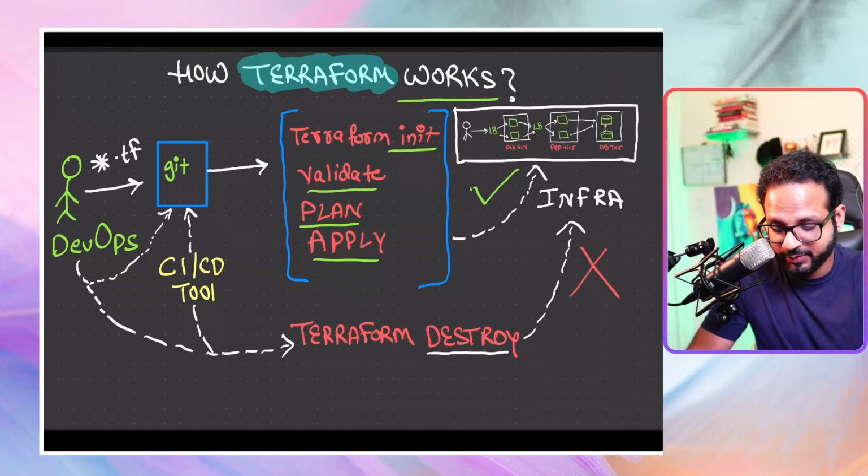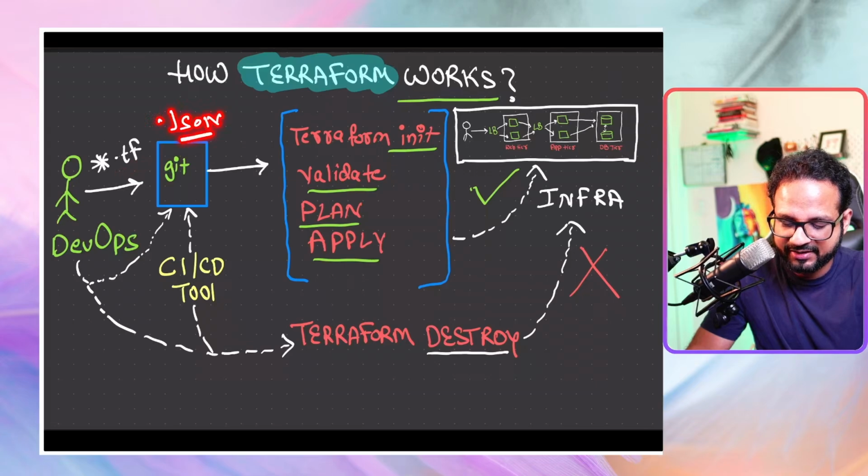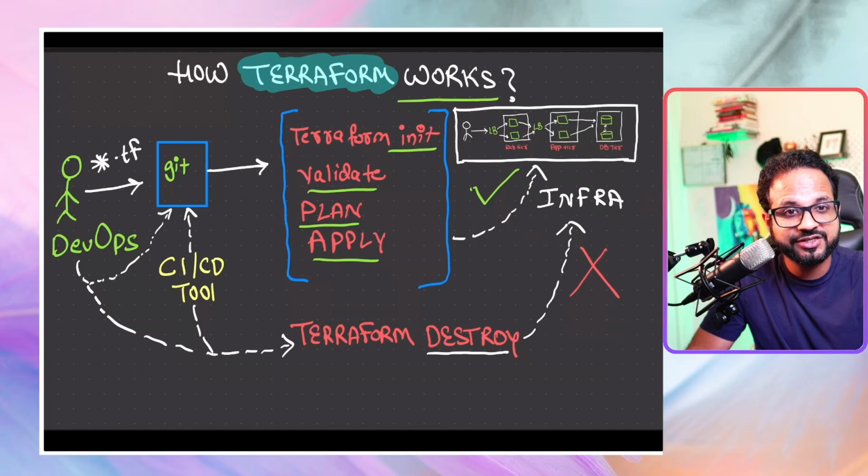Okay. As I've told you, all the Terraform files will be stored in a Git repository. So here is the Git repository. The files that Terraform supports have the .tf extension, and then there is the .json extension as well. We'll look at that later on. But for now, just remember that Terraform automatically supports all the files with the .tf extension. Now, you have either a manual process of provisioning or destruction of infrastructure through Terraform, or you can have a CI/CD tool in place that takes care of it for you.